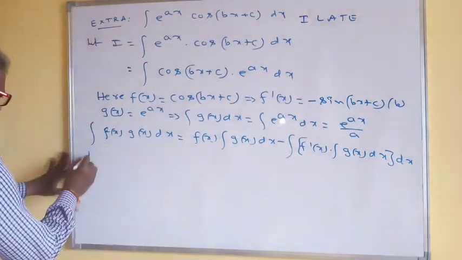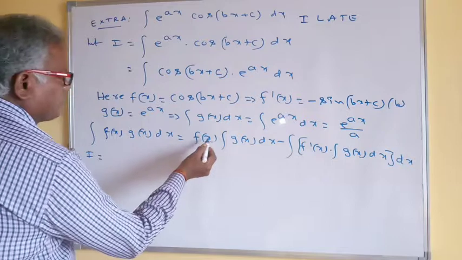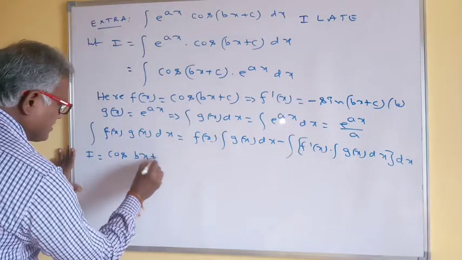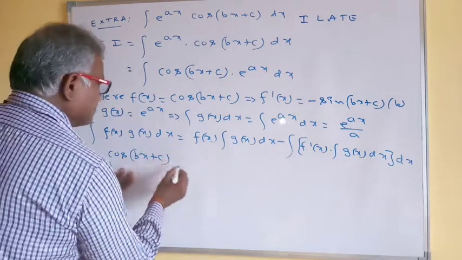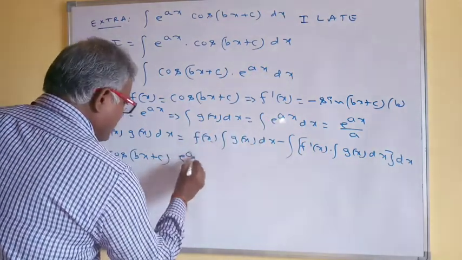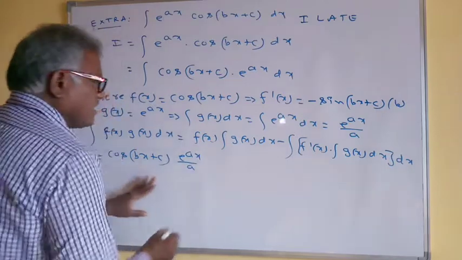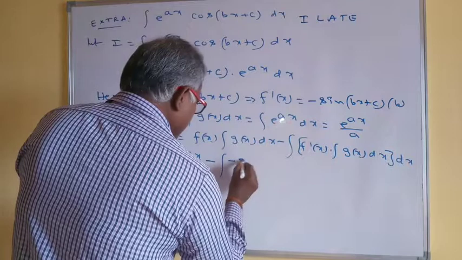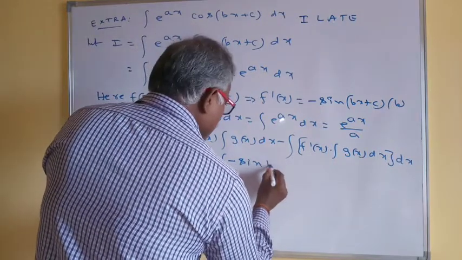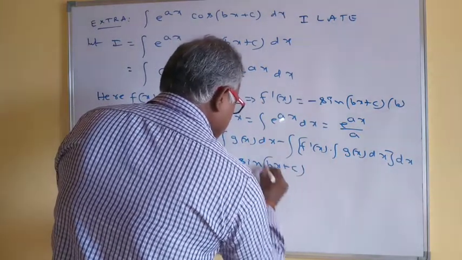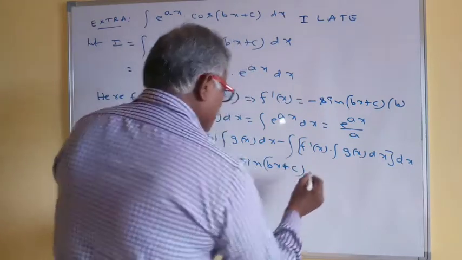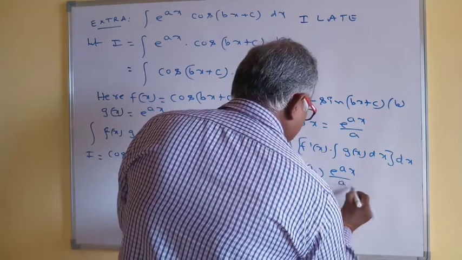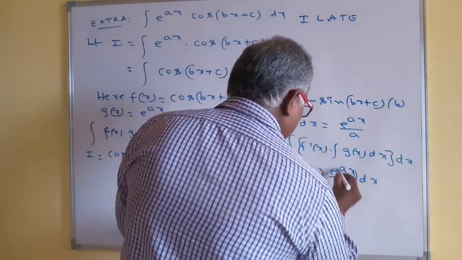Therefore I is equal to, here f of x is cos(bx plus c), into the integral value of e power ax, which is e power ax by a. Next, minus the derivative of this one, which is minus sin(bx plus c) into b, into the integral value, e power ax by a.